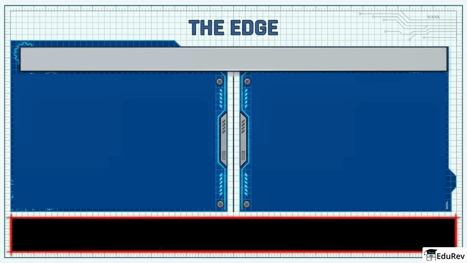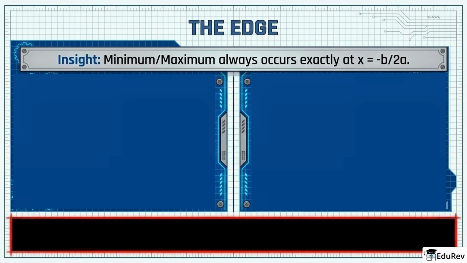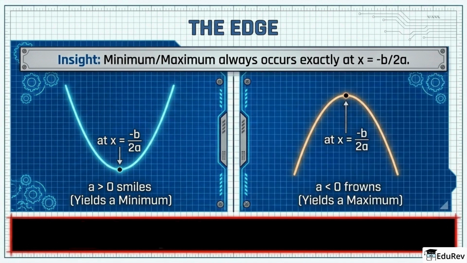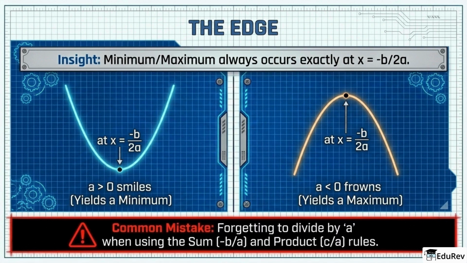The vertex plays a crucial role in optimization questions. The x-coordinate of the vertex is always minus b over 2a, and that gives you the exact point where the function reaches its minimum or maximum. If a is positive, the curve opens upward and gives a minimum. If a is negative, it opens downward and gives a maximum. One common mistake is forgetting to divide by a when applying sum and product rules. That small error can completely change the answer.